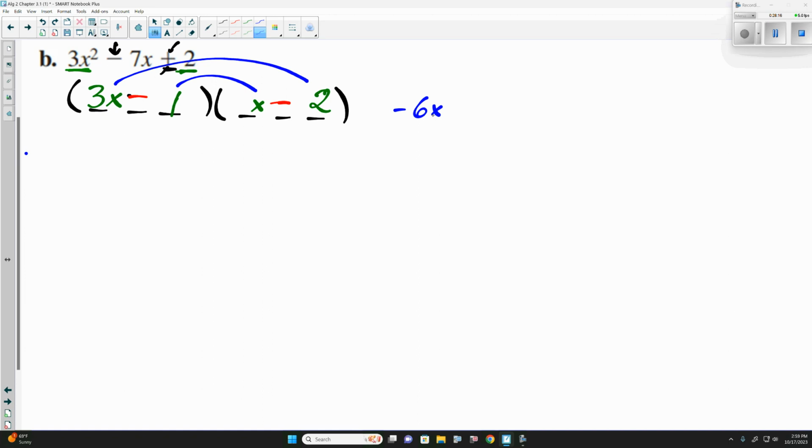Our negative 1 times x is negative x. And negative 6x minus x is what? Negative 7x. Is that the middle term we wanted? Yes.